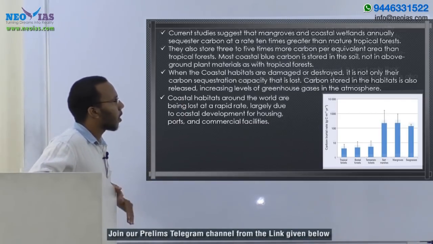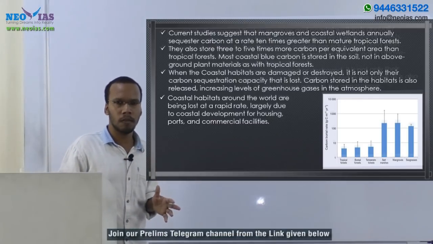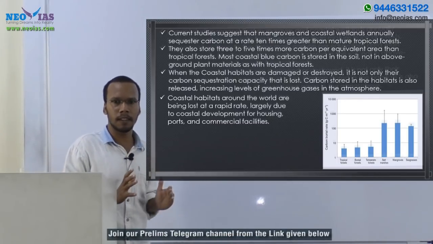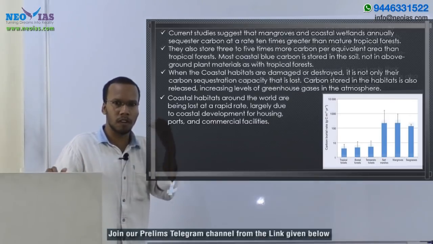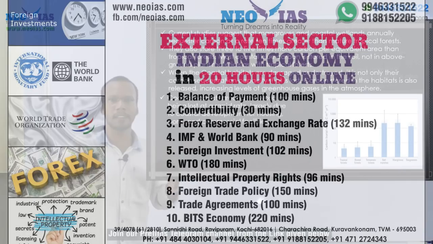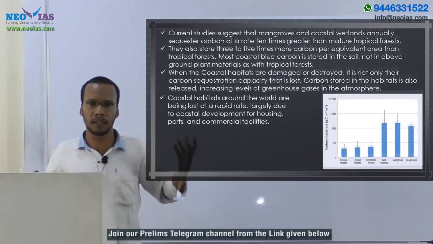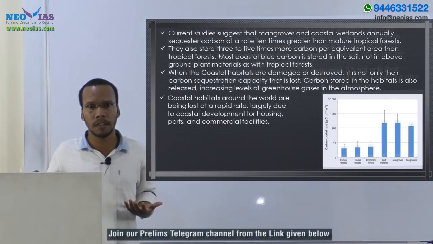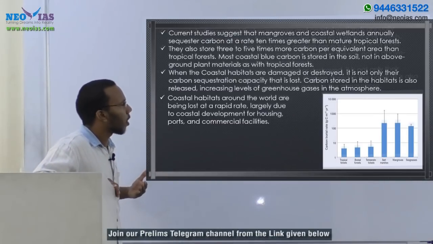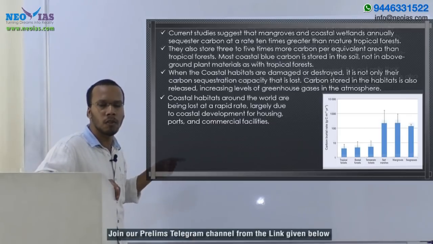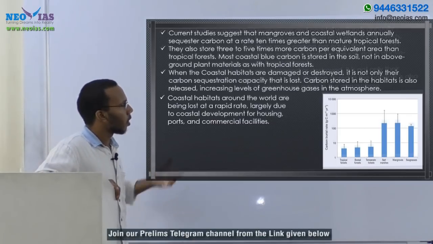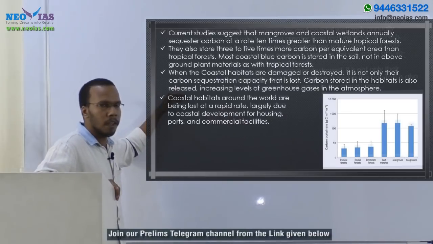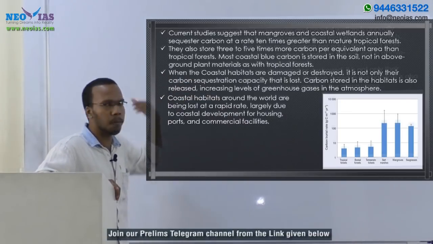Then when the coastal habitats are damaged or destroyed, what will happen? It's a sink of carbon, right? So if the coastal wetland is degraded, it will act as a source of carbon dioxide. The stored carbon dioxide will start to be released, and that will add to global warming. So when coastal habitats are damaged or destroyed, it is not only their carbon sequestration capacity that is lost, it also leads to carbon dioxide emission. Carbon stored in the habitat is also released, increasing the levels of greenhouse gas in the atmosphere.